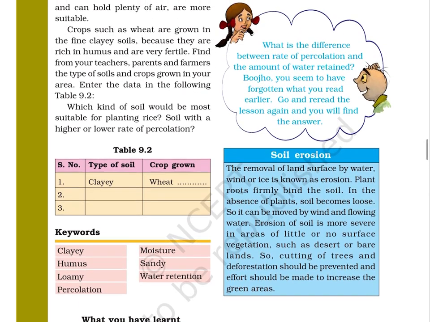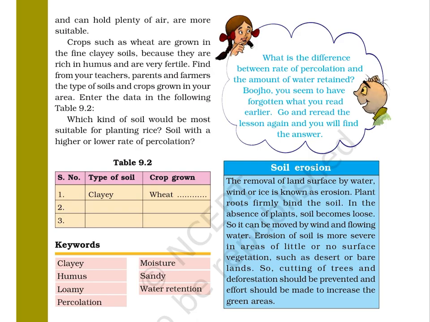There's a thought bubble given here, with a picture of Paheli and a picture of Bojo next to it. What is the difference between rate of percolation and the amount of water retained? Bojo, you seem to have forgotten what you read earlier. Go and reread the lesson again, and you will find the answer.